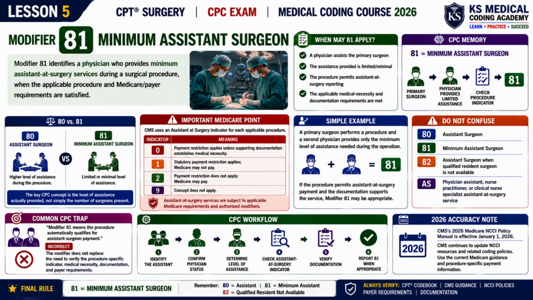Here's the common CPC trap. Modifier 81 means the procedure automatically qualifies for assistant surgeon payment. That's incorrect. The modifier does not replace the need to verify the procedure indicator, documentation, medical necessity, and payer requirements. Your CPC workflow is: identify the assistant, confirm physician status, determine level of assistance, check the assistant at surgery indicator, verify documentation, report 81 when appropriate. Remember, 81 equals minimum assistant surgeon. Always verify the current CPT, CMS, NCCI, and payer-specific requirements before reporting modifier 81.